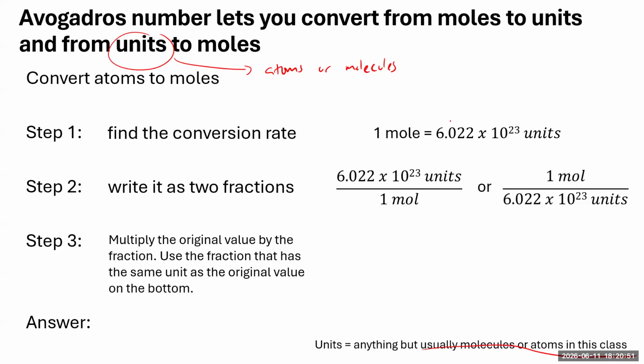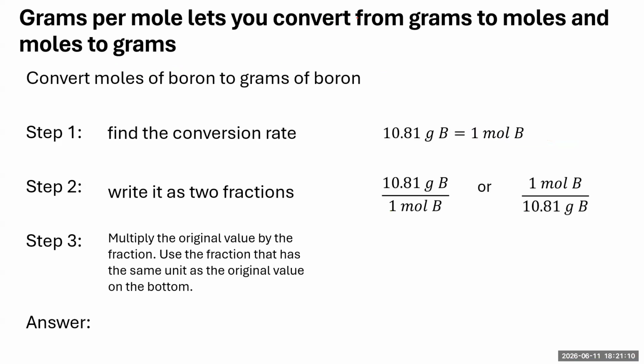If I said 1 dozen donuts, right? I could say a mole of donuts. I could say 1 dozen pieces of paper. I can say 1 mole of paper, right? And that number is 6.022 times 10 to the 23rd things, which is a huge, huge, huge number. All right, grams per mole lets you convert from grams to moles and moles to grams.